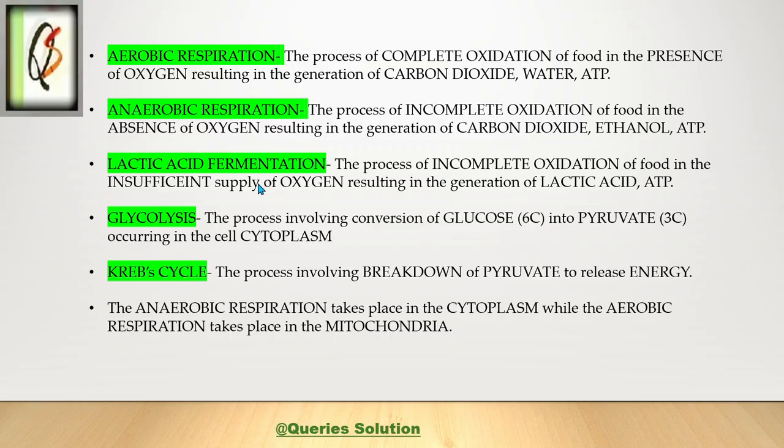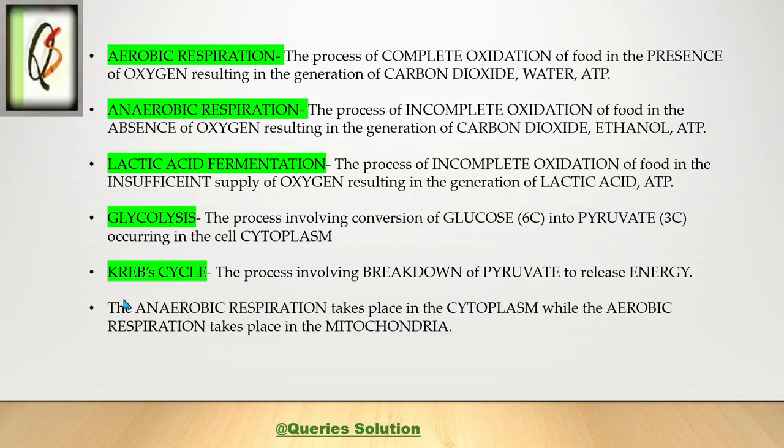Another mode of respiration is lactic acid fermentation, again a mode that happens in your own bodies as well, specialized in the muscle cells mainly. So the mode of respiration that occurs in the condition where there is insufficient supply of oxygen, resulting in the generation of an acid, that is lactic acid, along with ATP, is something that we say as lactic acid fermentation. So these are the three important different modes of respiration depending on the availability, unavailability, or insufficiency of the oxygen levels.